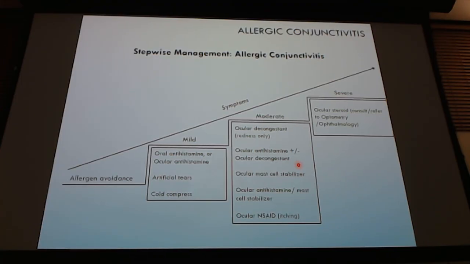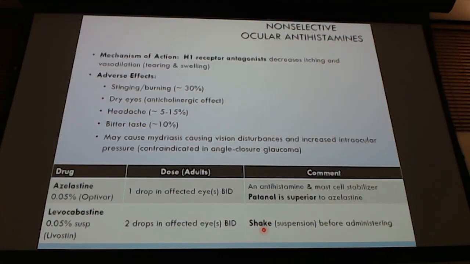You see your antihistamine plus or minus that decongestant. I have a mast cell stabilizer, and then you can see that I use that with the antihistamine. And then I have ocular NSAIDs, which are going to help with itching. And when I say ocular NSAIDs, they're just NSAIDs in the form of an eye drop. And then severe, that was where we were going to refer them, right, because they're going to probably put on a steroid.